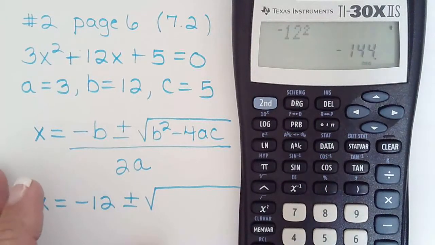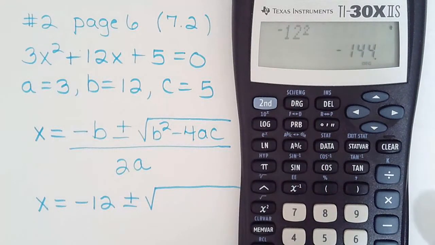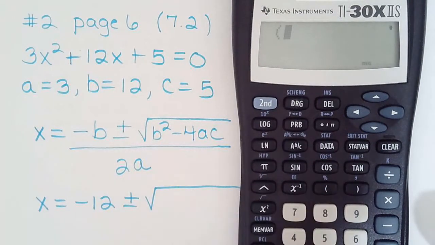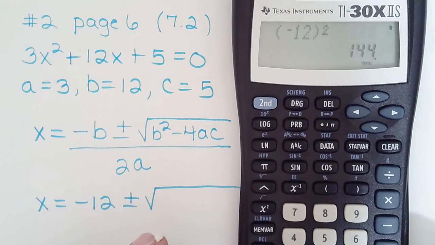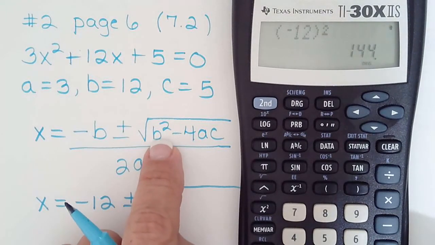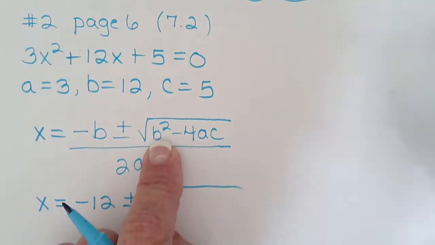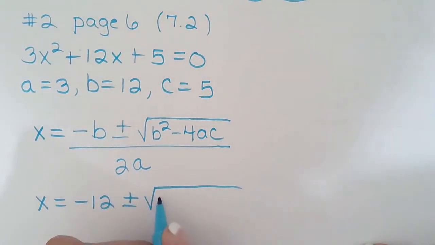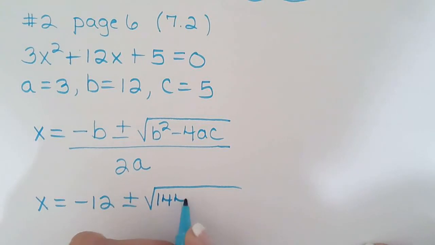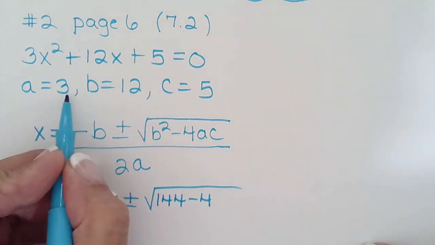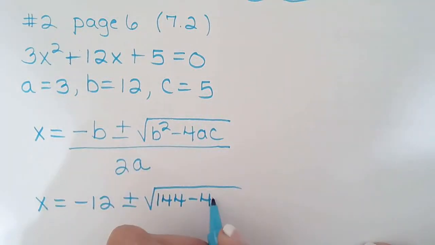And the calculator knows. If you forget a parenthesis, it knows. So if that had been negative 12, I would have needed to type it like that to get my positive. But that first number under the radical will always be positive because b squared is always positive. So 12 times 12, 144, minus 4 times 3 times 5.